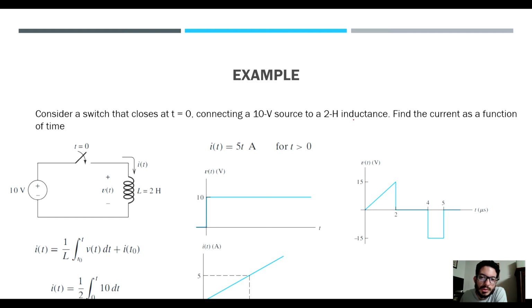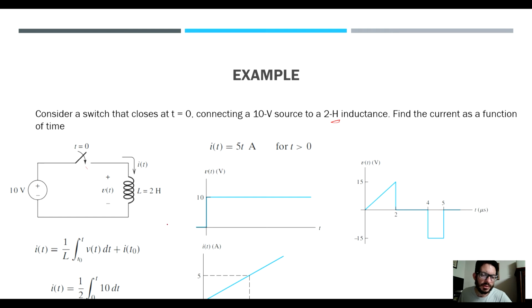So, for example, consider a switch that closes at time equals 0, so at initial time, connecting a 10-volt source to a 2 Henry inductance. Henrys are the units of inductance. Find the current as a function of time. So it's telling us that at time 0, this is open, then when it closes, we want to find the current as a function of time.